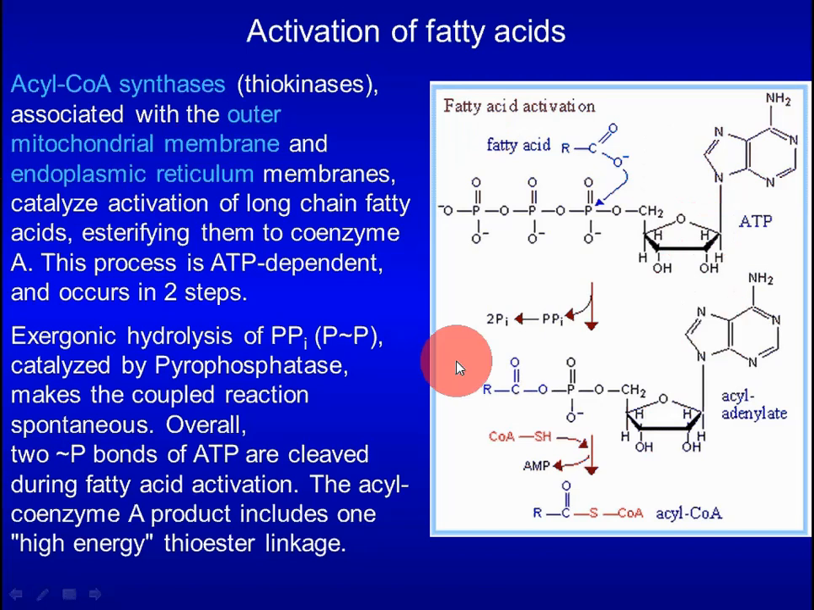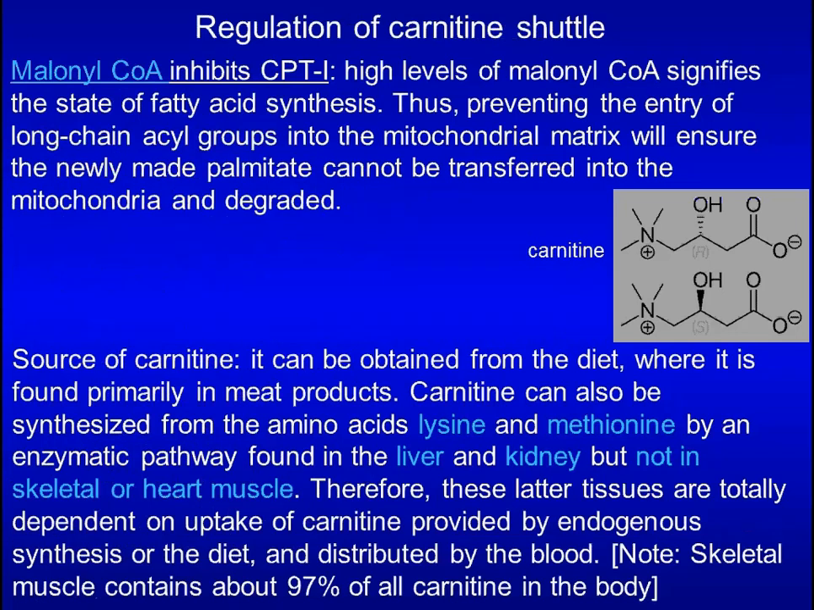Fatty acids arrive here. Second, fatty acid is switched to bond with coenzyme A. Now the fatty acid is activated. Activation of fatty acids consumes 1 ATP. Regulation of the carnitine shuttle occurs at CPT1.